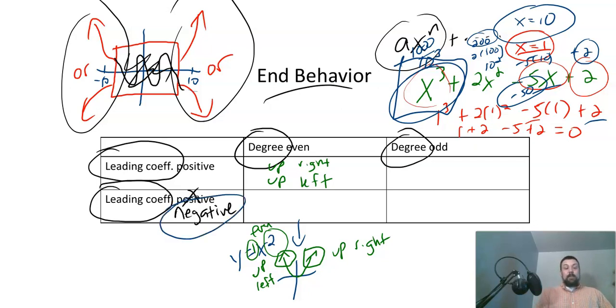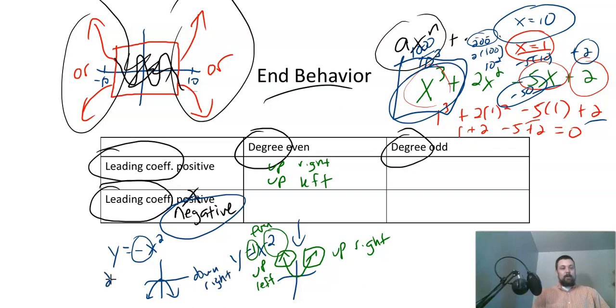Now, if the leading coefficient's negative, so what would happen if I took y equals x squared and I made the leading coefficient negative? Well, we know what that negative sign does. It flips the graph over. Again, we learned that in chapter 2, right? It's a reflection. So now it looks like this. So now what is the graph doing? It's going down to the right and it's going down to the left. Again, the degree is even, leading coefficient negative. That end behavior is down to the right and down to the left.